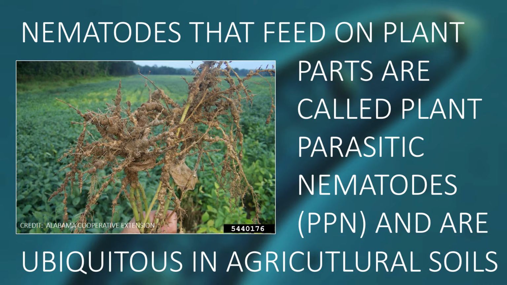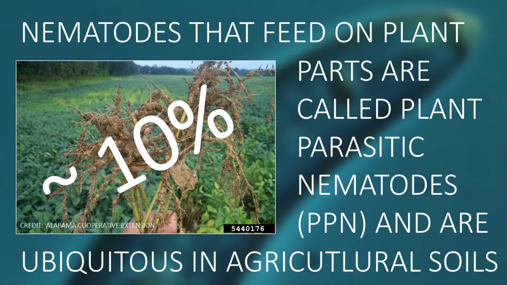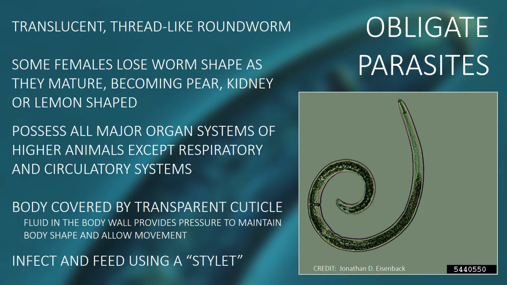Nematodes that feed on plant parts are called plant parasitic nematodes, or PPNs, and are ubiquitous in agricultural soils. About 10% of the 30,000 known species are considered to be plant parasitic. Nematodes are obligate parasites. That means that they have to feed on living host tissue in order to complete their life cycles. They are translucent, thread-like roundworms.